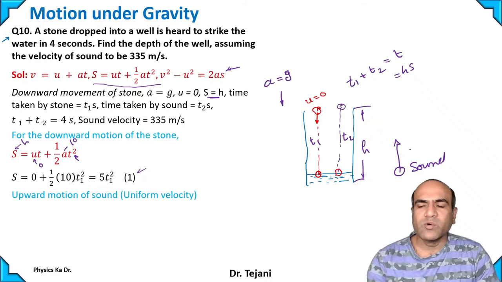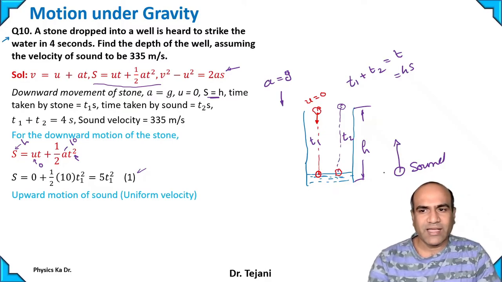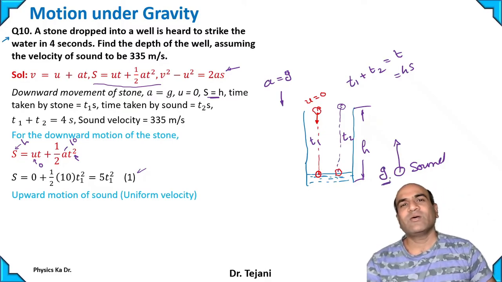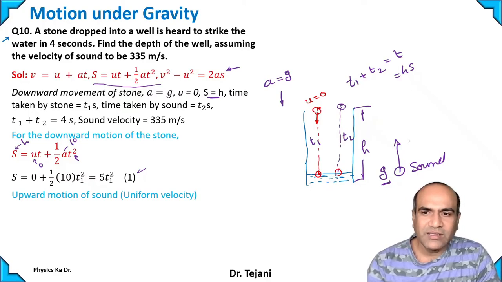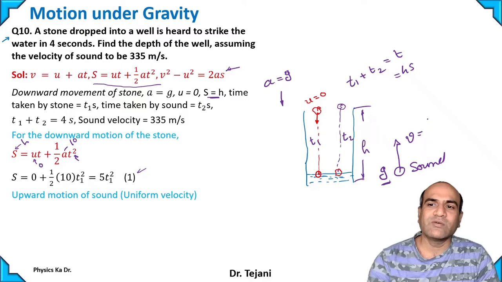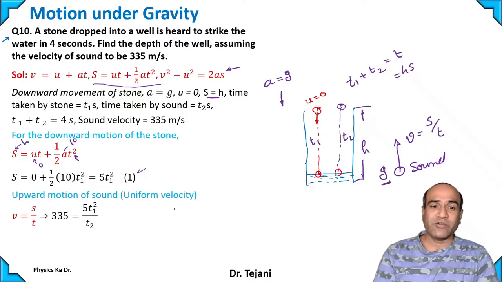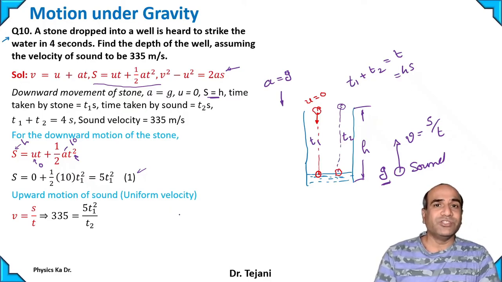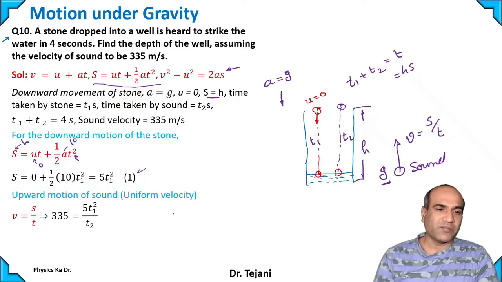So when sound moves, there is no acceleration. It is not having any effect of gravity on the sound. Therefore, it moves uniformly and therefore velocity v is equal to total distance divided by time. The equation is very simple, that you have to remember, right? Do not add g here, otherwise your answer will be wrong.